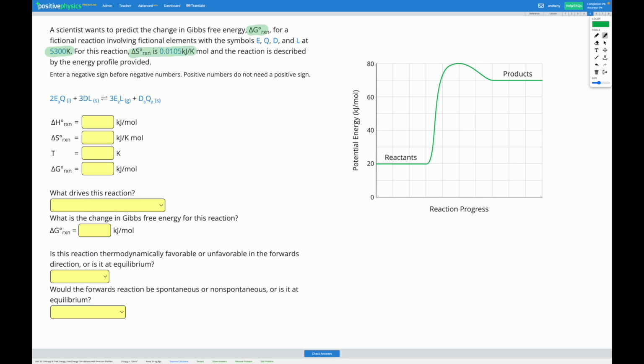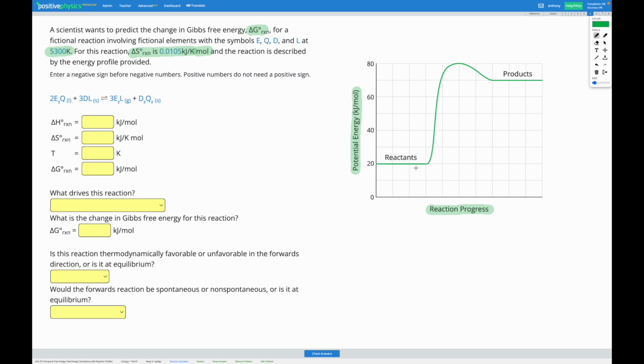0.0105 kilojoules per Kelvin mole. And we're told the reaction is described by the energy profile provided. So here's our energy profile. We've got potential energy in kilojoules per mole on the y-axis, reaction progress on the x-axis, and we can see we start with our reactants here, and we end up with our products here.